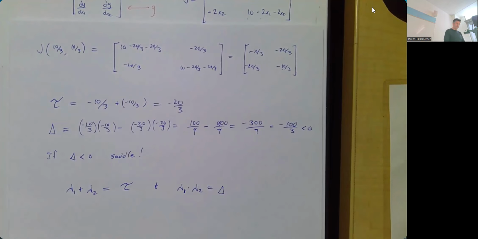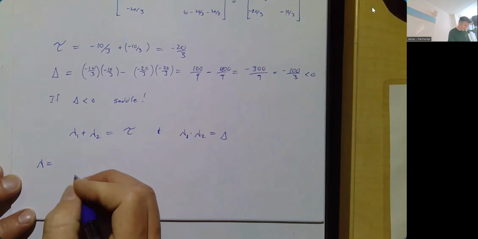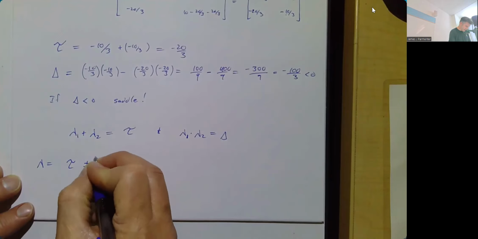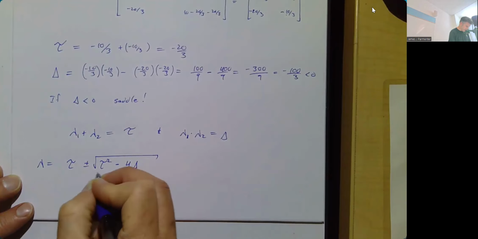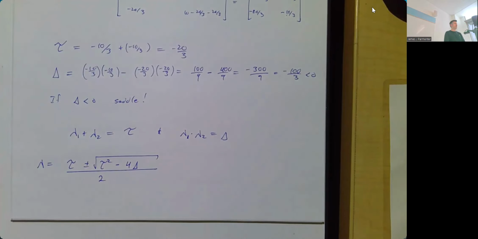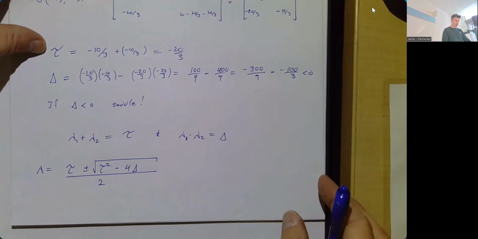Or you could go ahead and find them by saying that the eigenvalues are equal to the trace plus or minus the square root of the trace squared minus 4 times the determinant, all over 2, if you really wanted to do it that way. I don't, but it's a matter of preference. Not everyone wants to see it this way, so let's talk about how you'd actually do it.